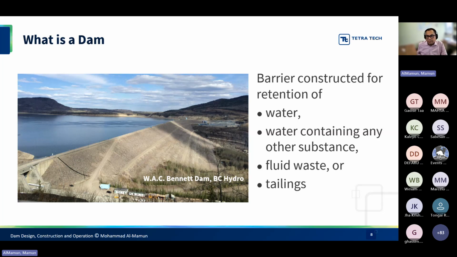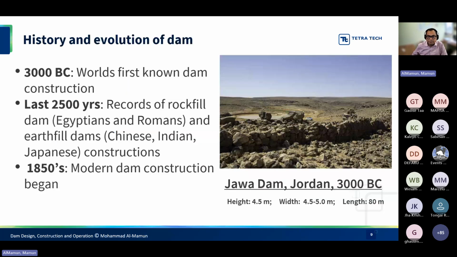So, anyways, in general, I think a dam is a barrier or retention structure that retains water. That's one of the main materials that it contains. But then it goes beyond that. I think water-containing substances, and you will see some examples, and then sometimes fluid waste that comes out from industry. So we have a significant retention structure for those types of fluid waste as well. And finally, I think the tailings, which is a byproduct of the mining process. So dams actually go beyond just the conventional water dam.